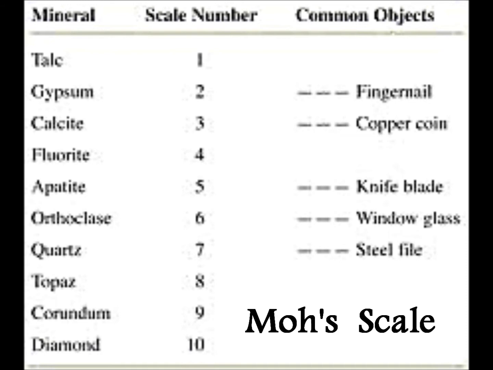Using Mohs hardness scale, we can see that poor talc will always be at the bottom of the list because it has a hardness of 1. No mineral is as soft as talc. The hardest mineral in the world is a diamond.